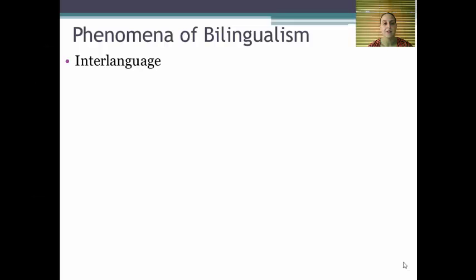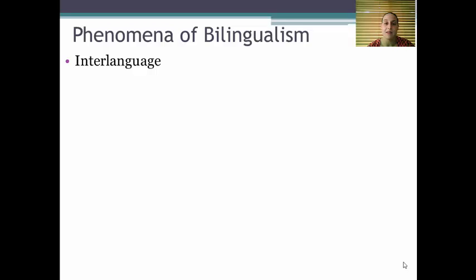Okay, so let's talk about some phenomena of bilingualism. The first one we'll talk about is interlanguage. And basically, this is a rule-governed linguistic system, but it doesn't have the same characteristics as the target system or the first language. It's made up of basically developmental errors and errors in transfer.